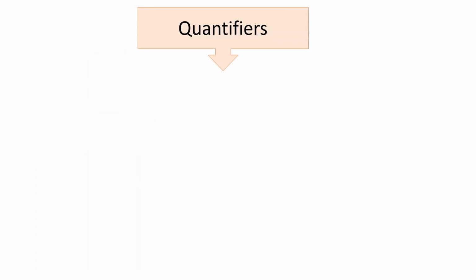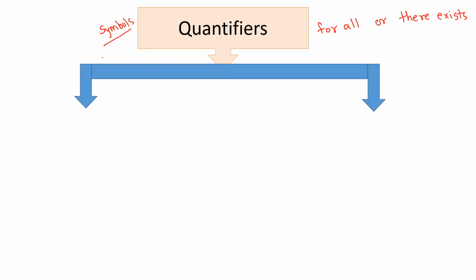First is quantifiers. What are quantifiers? Quantifiers are the phrases which are used for "for all" or "there exists". These are nothing but symbols. Now there are two types of quantifiers.